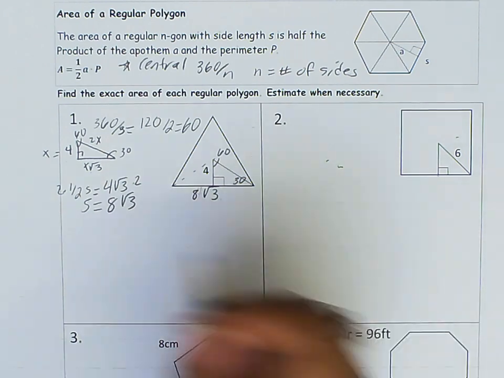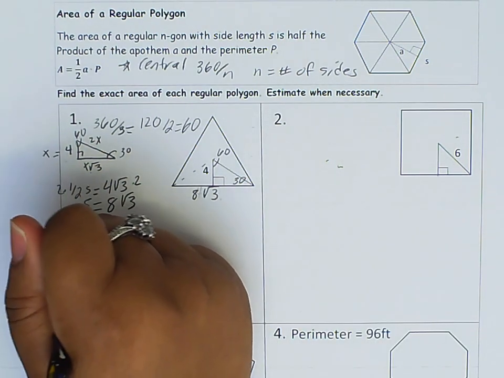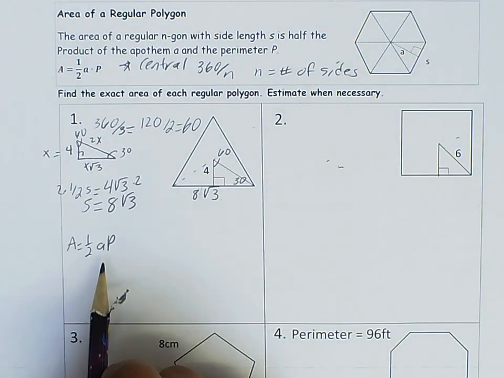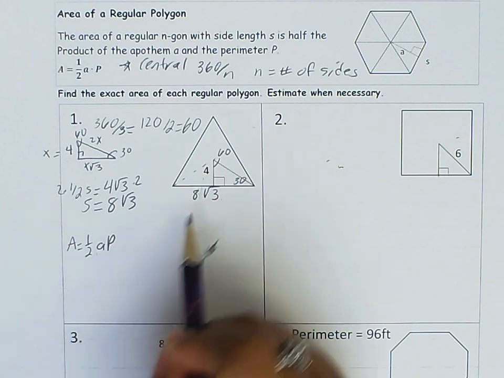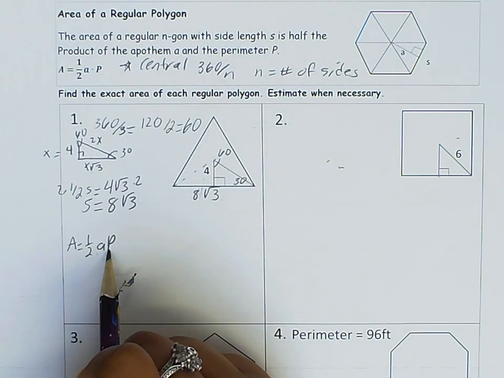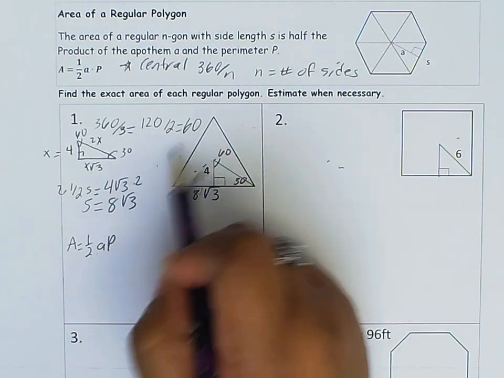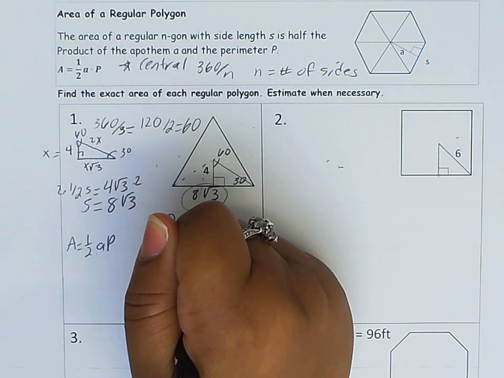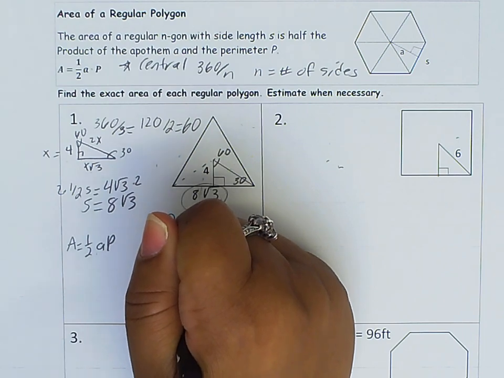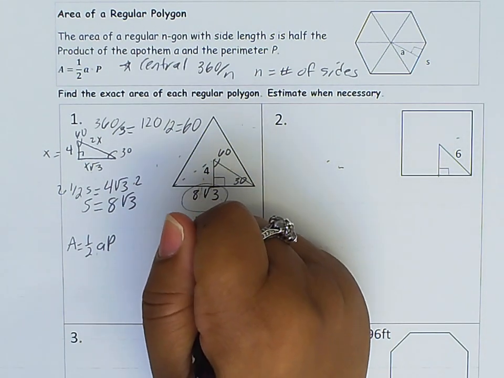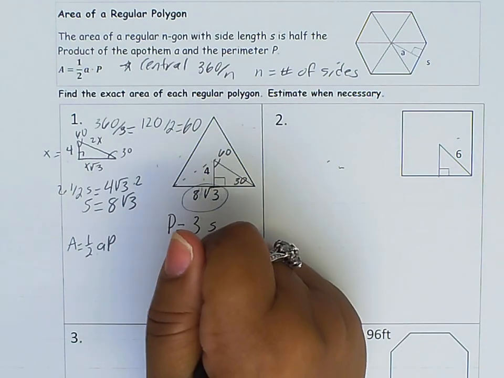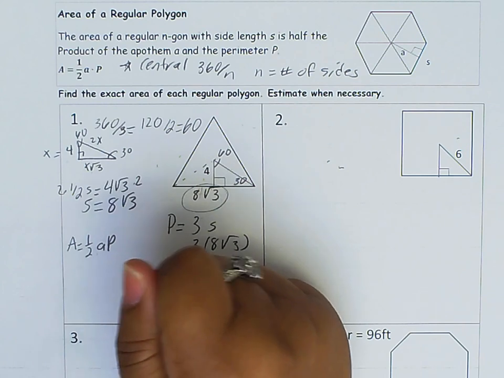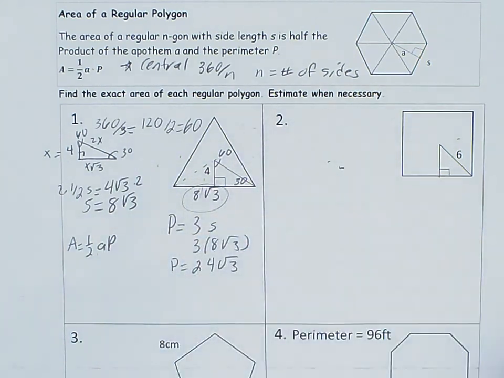Okay? So now if I go to the formula, which is A equals 1/2 apothem times perimeter, I got the apothem, which is 4, because that's already given to me. That's the height right here. But I do not have the perimeter. The perimeter is the distance around here. Well, I have one side. So to find the perimeter, the bells are like off, sorry. Find the perimeter, it's going to be 3 times my side. So I'll just do 3 times 8 radical 3, and the perimeter turns out to be 24 radical 3.